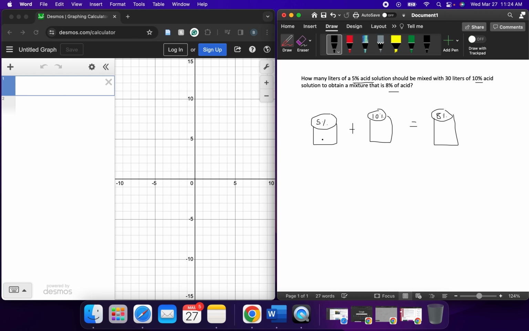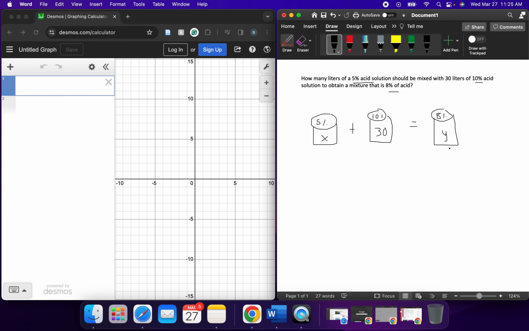All right, then we're going to put the amounts in the containers. So you can see that we don't know how many liters of the 5% solution there is. So we're just going to put X for that because we don't know. Now we do know for the 10% we have 30 liters. So I'm going to put 30 in for that one. And then we don't know how much of the 8%. So I'm going to put Y for that one.